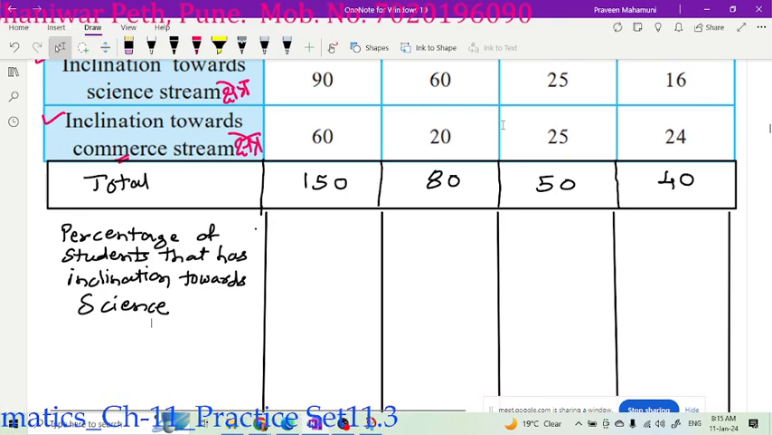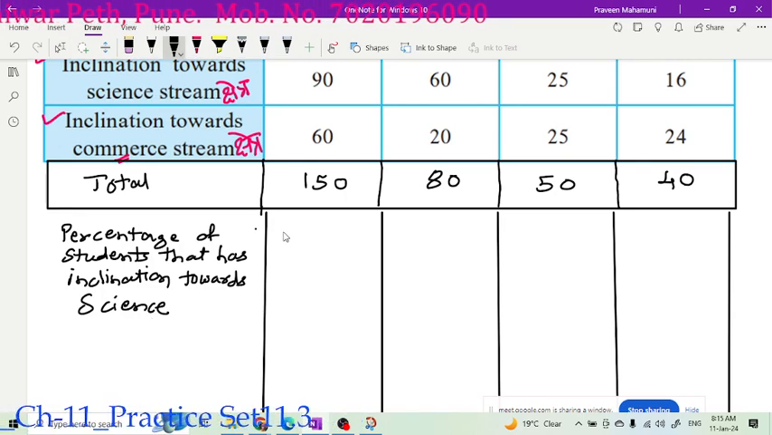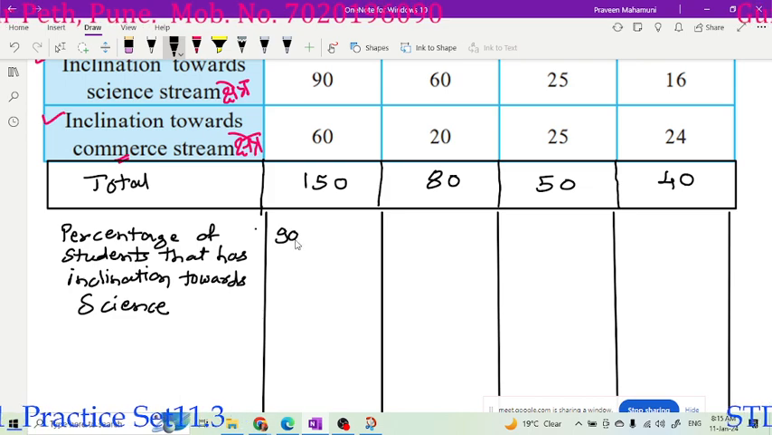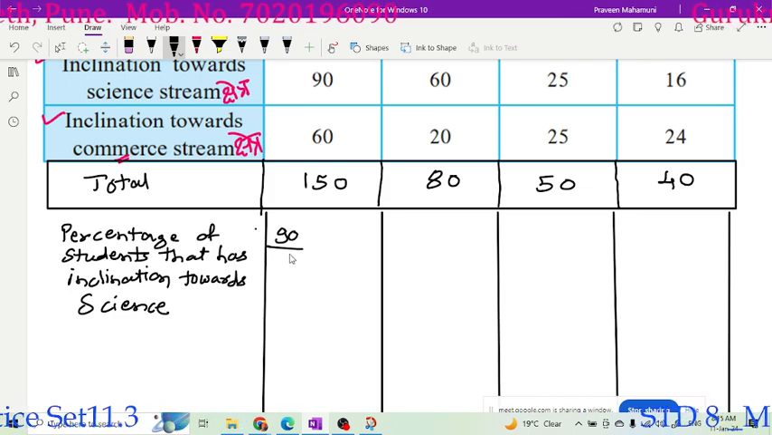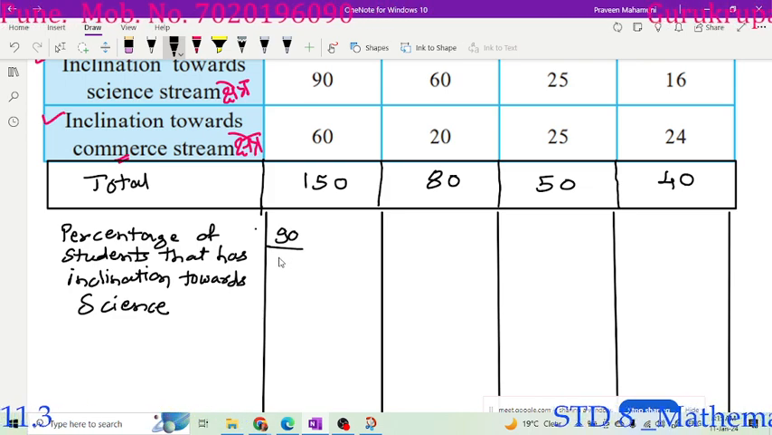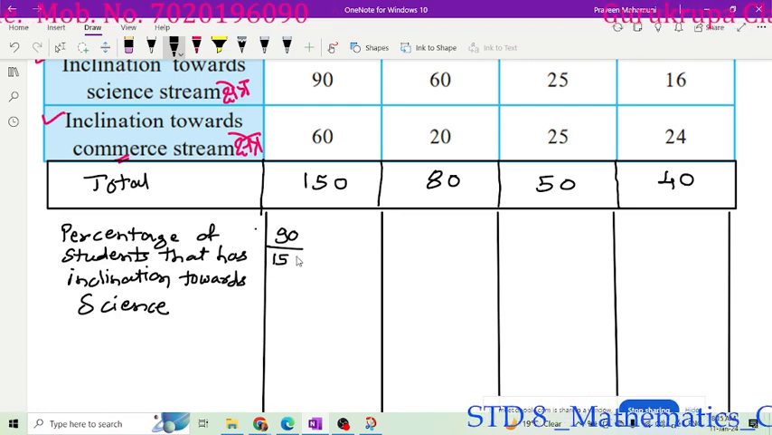For a division we have the ratio of that, 90 upon 150. 90 students have inclination towards the science stream, total students 150.